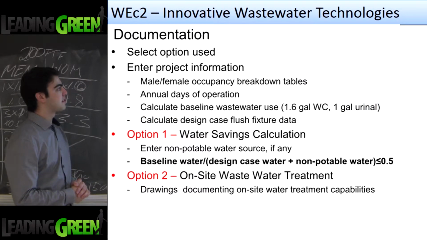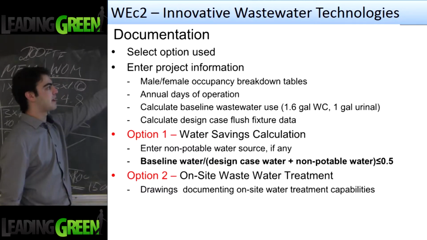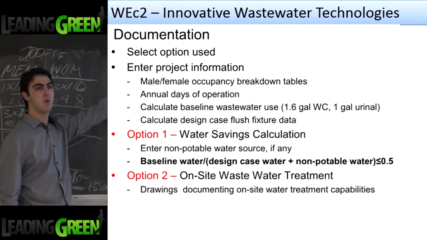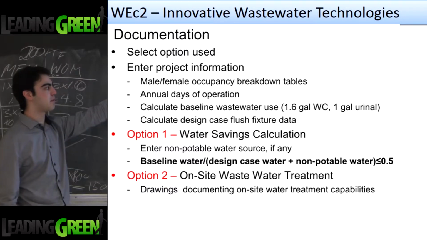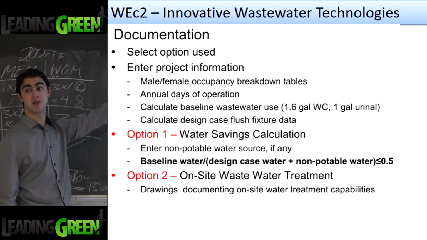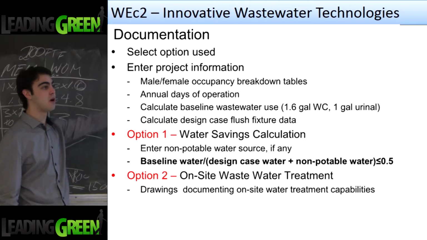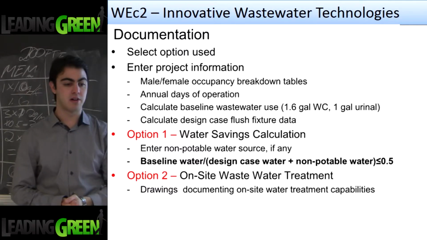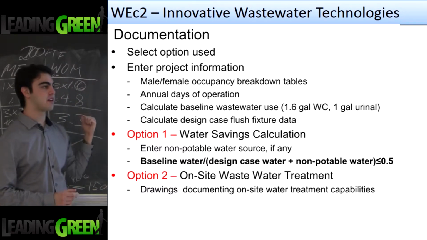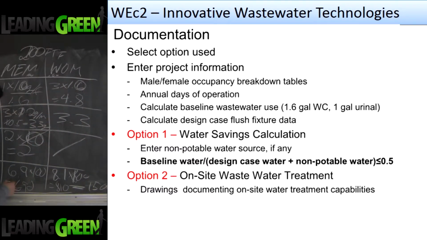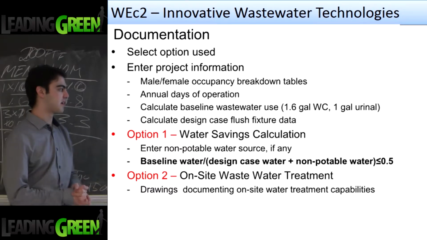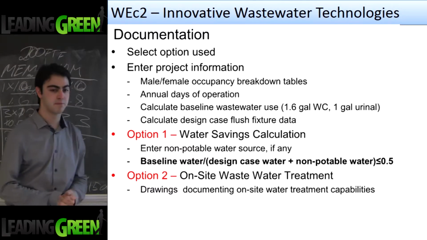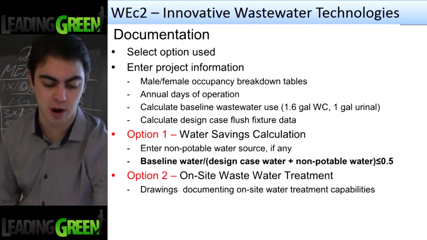So here are just some things that you have to document. Break it down to how many people are in the building, when is the building being used, to calculate that baseline based on the 1.6 GPF flush rate of a toilet, 1.0 flush rate of a urinal, and the exact same thing we did over here, but we're only looking at toilets and urinals. And same thing with on-site wastewater treatment. Just describe it, show how it's designed.